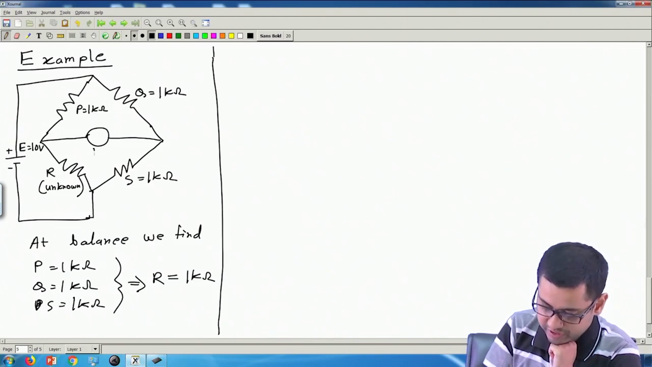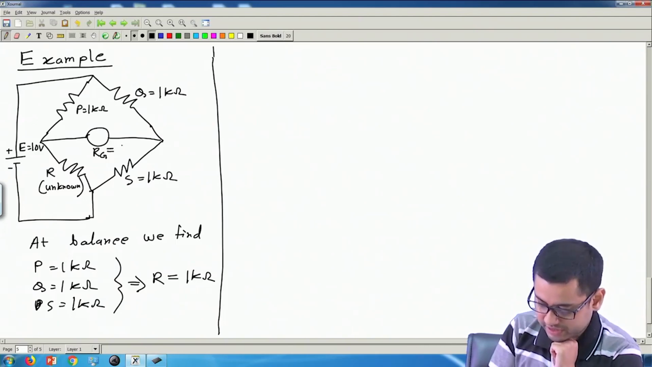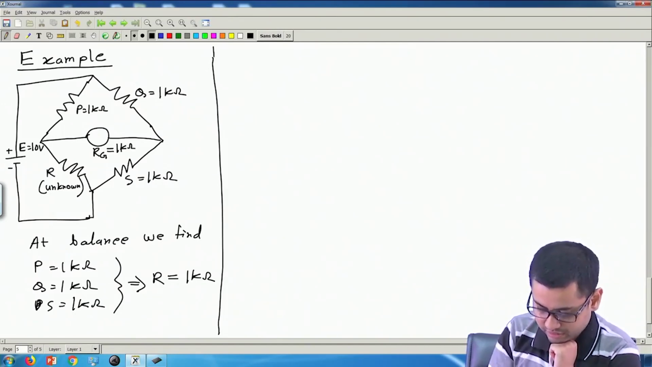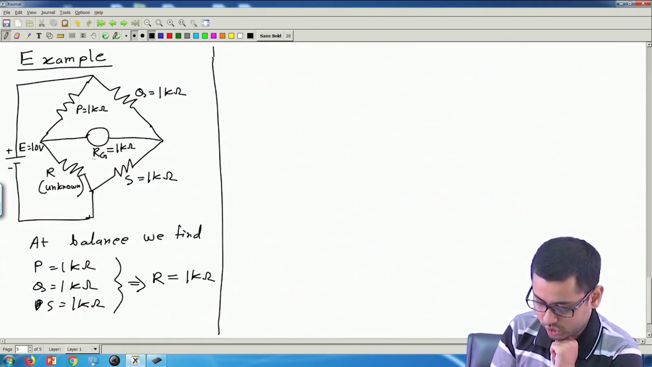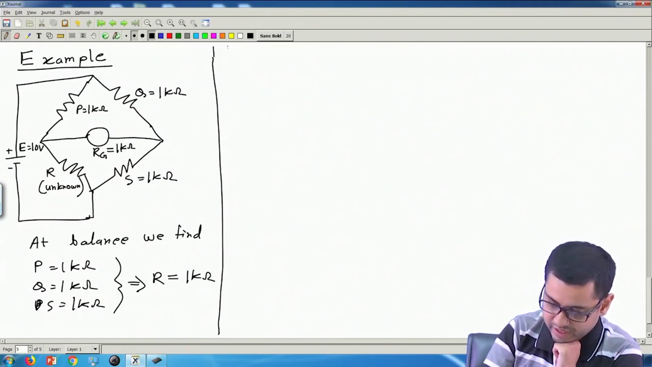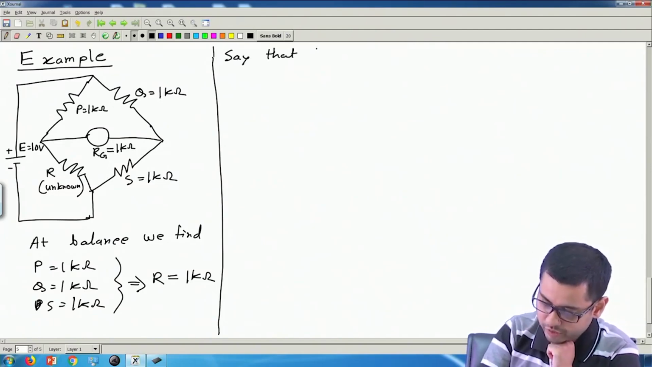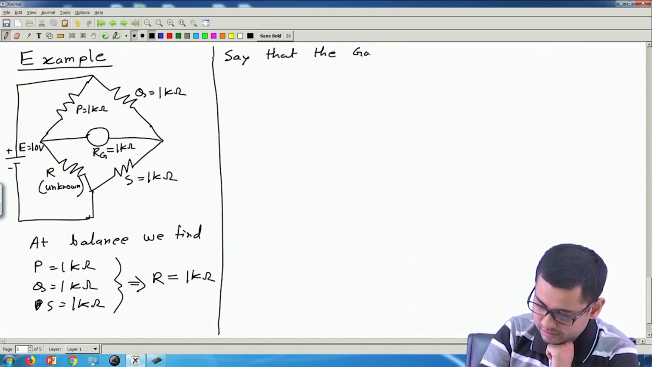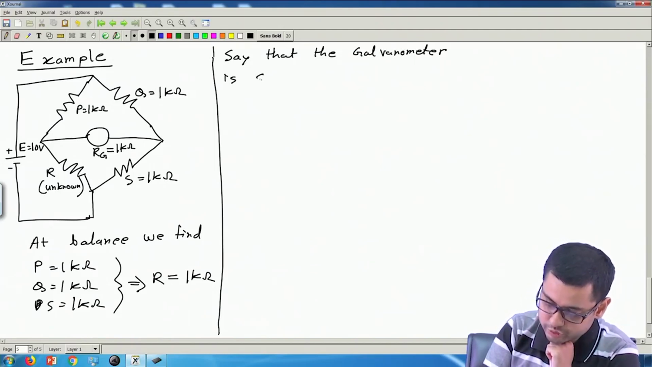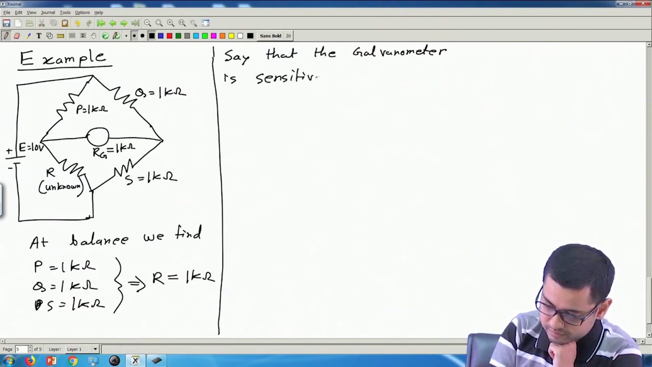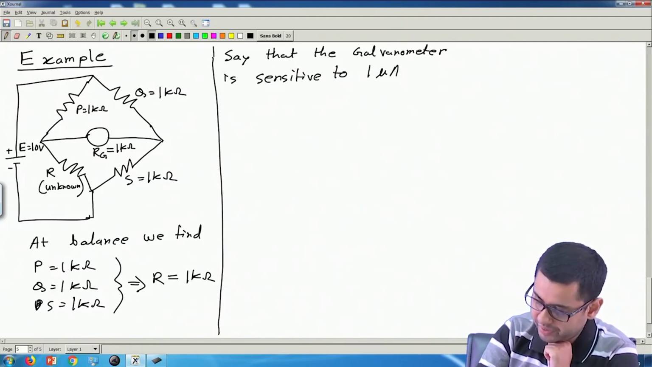Say this galvanometer has a resistance of Rg, maybe 1 kilo ohm. Okay, so we are just taking simple numbers. So Rg is 1 kilo ohm, and say that the galvanometer is sensitive to 1 microampere current.